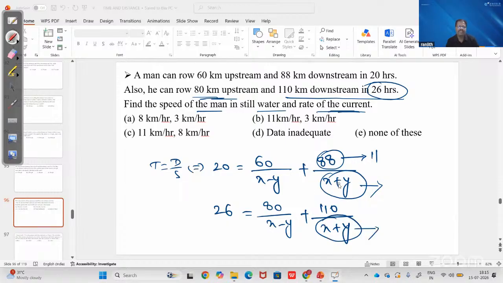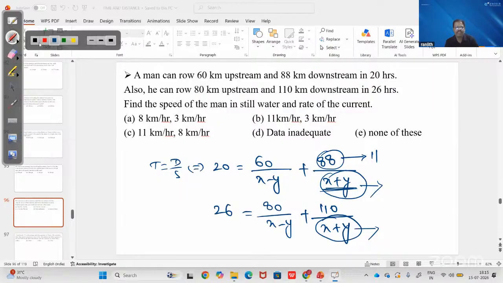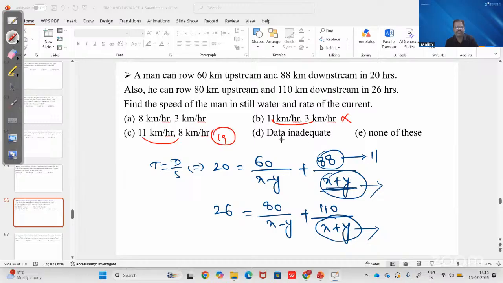So in which option are we getting a sum equal to a multiple of 11? If I go with the second option, 8 plus 3 is 11, 11 plus 3 equal to 14. It is not possible. 11 plus 9 is 19. It is also not possible. So we'll see the first option.